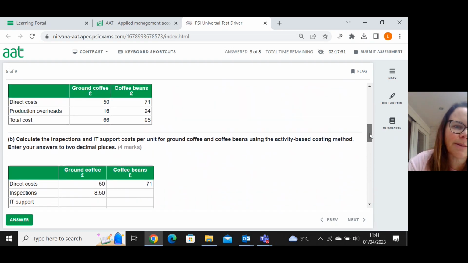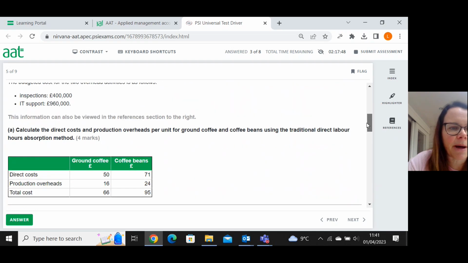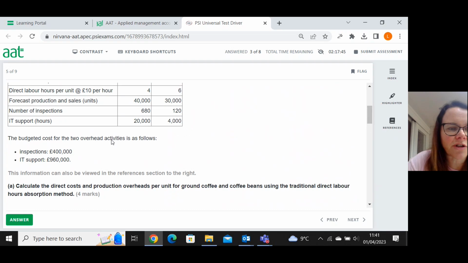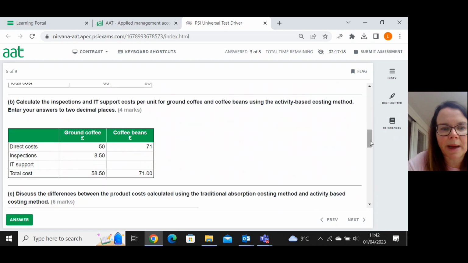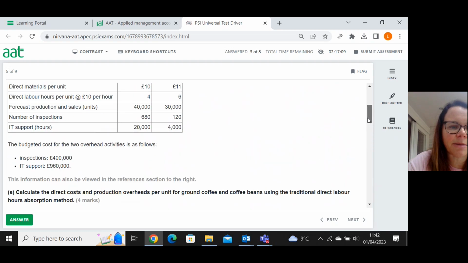Right, let's do the coffee beans for inspections while we're at it. So remember, we have done 400,000 divided by the total. So I divide by the 800 inspections, gave me £500 per inspection. Now times that by the 120. So that works out at £60,000. Divide that by the 30,000 units, works out to be £2 for the coffee beans.